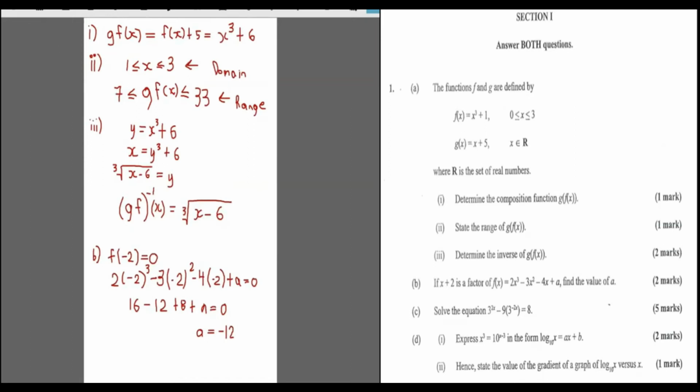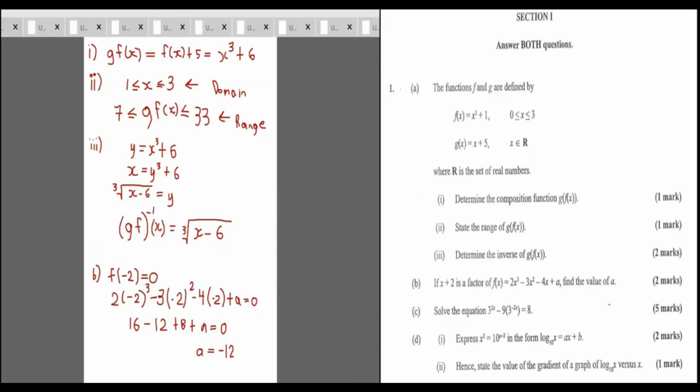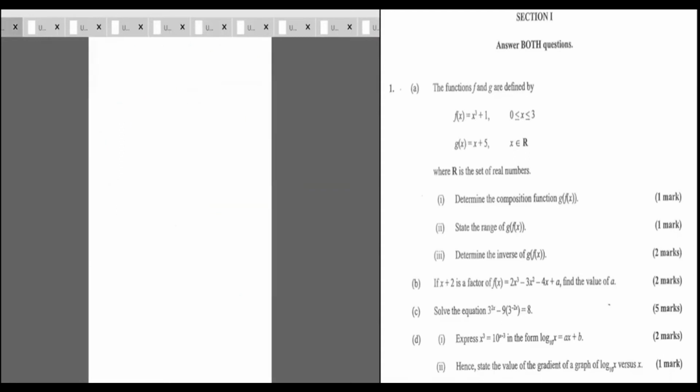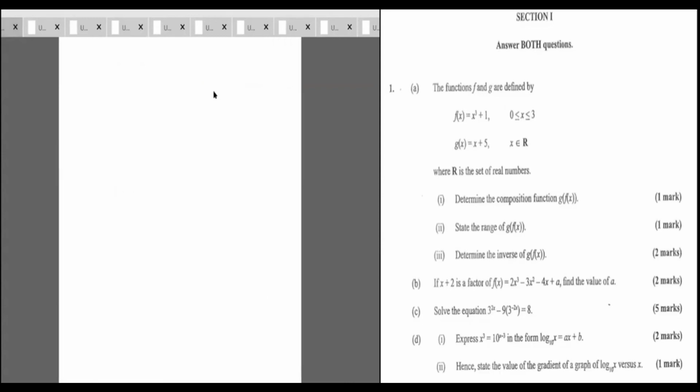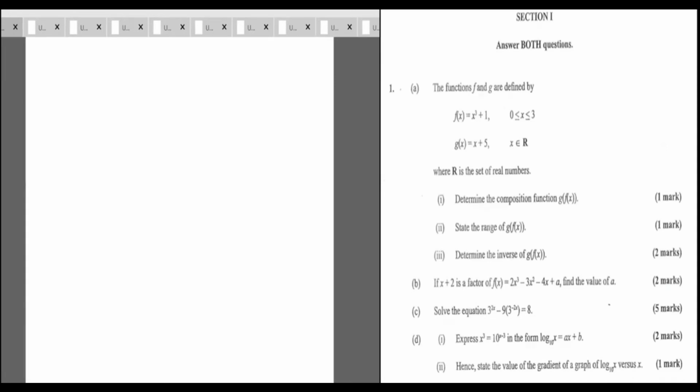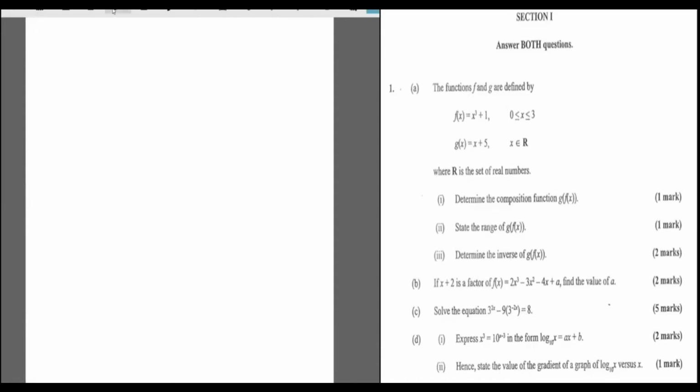Now let's have a look at part C. Part C says to solve the equation 3 to the 2x minus 9 times 3 to the minus 2x is equal to 8. So let's see how we solve this now. First thing I recognize is, by laws of indices, I can rewrite 9 times 3 to the minus 2x a different way.